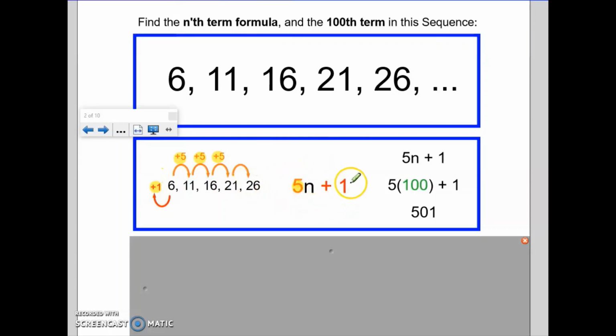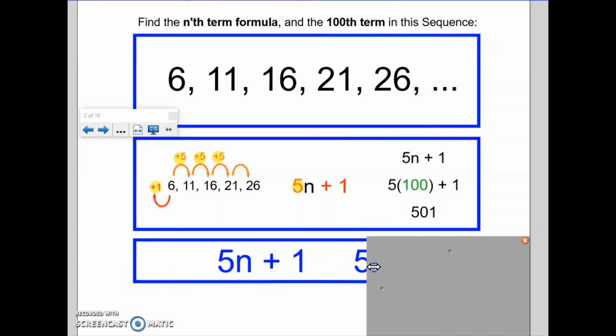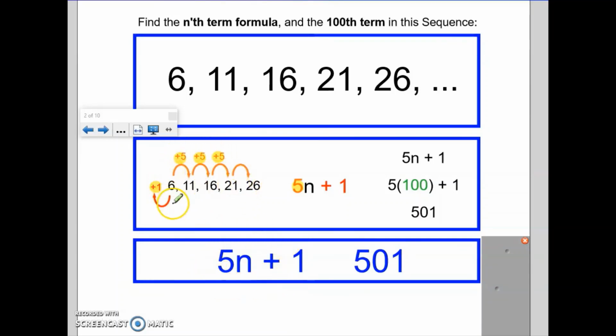Okay, so now I have my nth term formula and I want to find the 100th term. So rather than 5 times n plus 1, I'm going to calculate 5 times 100 plus 1. That's going to give me 501 as my 100th term. So there's my two answers. There's my nth term formula found by following this method, and there's my 100th term found by a little bit of substitution at this point here.